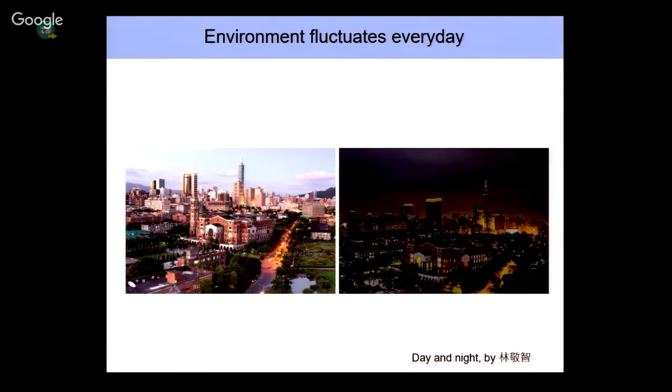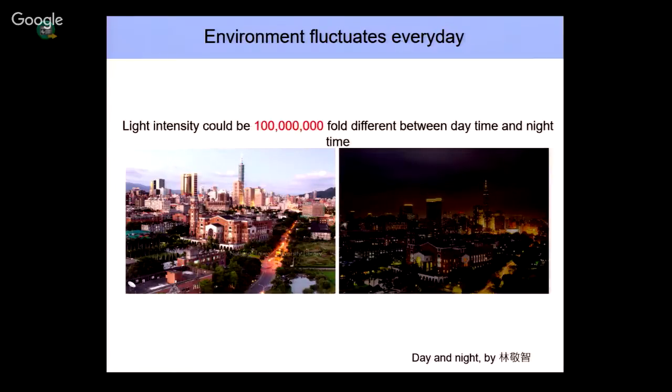Can anyone guess what the light intensity difference is between daytime and nighttime? Anyone in NTU, can any of you guess? Any numbers? Or anyone in Japan, want to guess what the difference in our environmental light brightness is during the daytime and nighttime? Any number? Someone says 10,000. Oh, it's much more than 10,000. Okay, it's 9 logs difference in light intensity between the daytime and the nighttime.